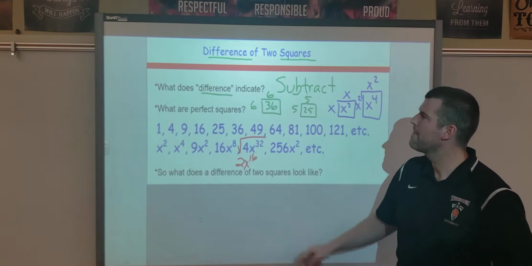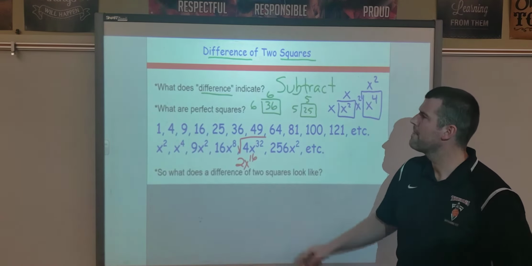So we know difference means subtract. We know what perfect squares look like. So what does a difference of two squares look like? It just means you have literally a difference of two terms that are both perfect squares.